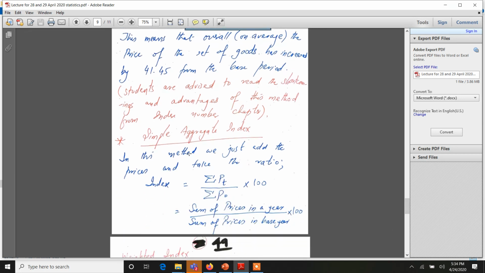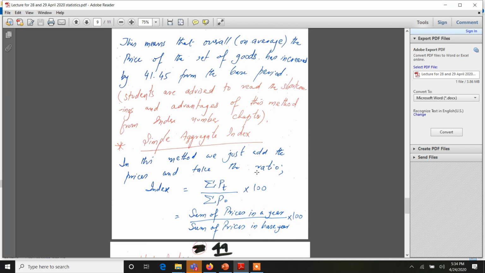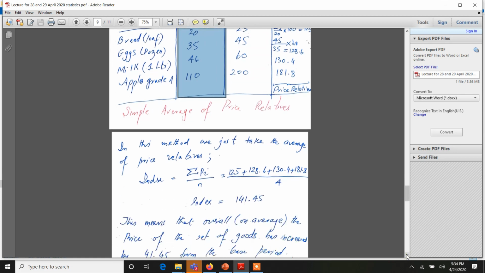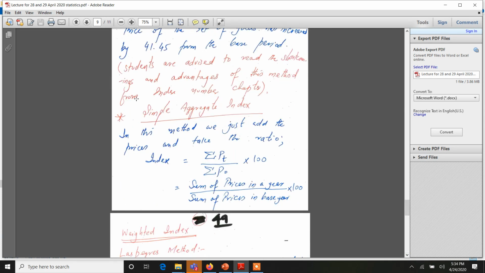Next is the simple aggregate index method. In this method, we just add the prices and take the ratio. That is, the sum of prices in a year divided by the sum of prices in the base year. If I have to apply this formula here, I will simply add the 2016 prices and divide by the sum of prices for 2005, and that's how I will get the simple aggregate index. These are just the formulas. To understand their advantages and disadvantages, once again I am requesting you to go and explore the chapter uploaded on LMS.